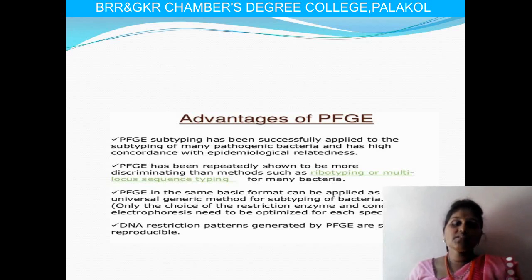Here we can use two types of alternating voltages. During this process we can separate or assess different types of microorganisms also. This electrophoresis method can be optimized for each species, so we can separate different types of species. These are the most important advantages of PFGE, and the DNA restriction patterns generated using PFGE are suitable, stable, and also reproducible. Okay, these are the advantages of pulsed field electrophoresis.